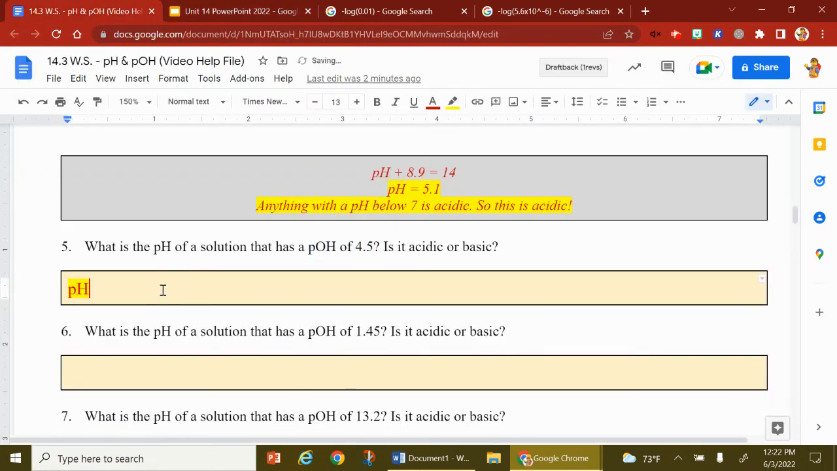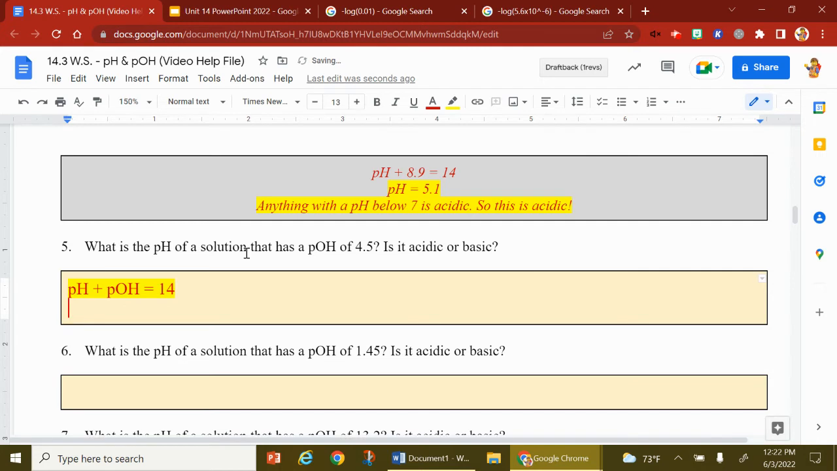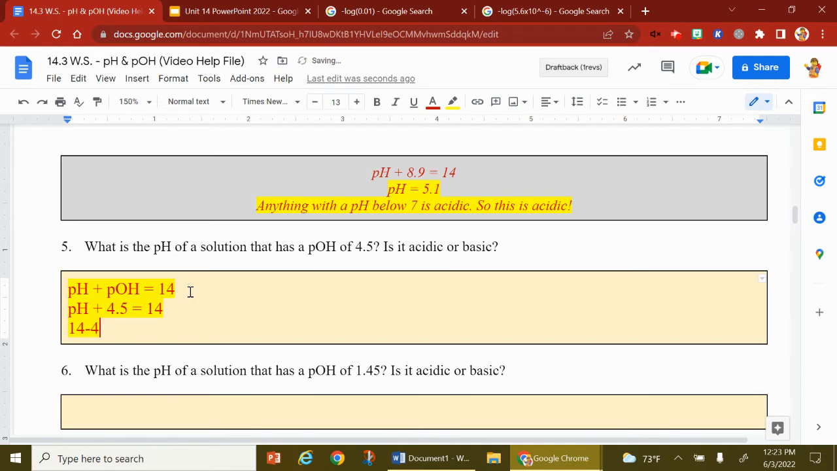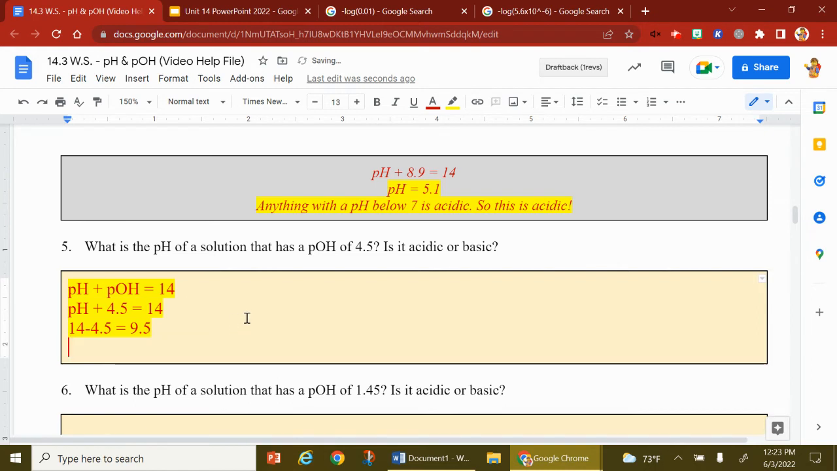So what I know is however powerful the acid is plus however powerful of a base it is, it always equals 14. So if I know that the power of the base, the pOH, is 4.5, and I want to figure out what's the pH, well, the pH plus the pOH has got to equal 14. So 4.5 plus what equals 14? What I'm going to do is I'm just going to do 14 minus 4.5. And what I get is 9.5. That is the pH. The pH equals 9.5.